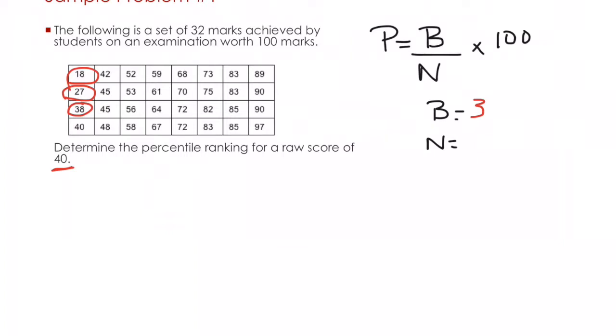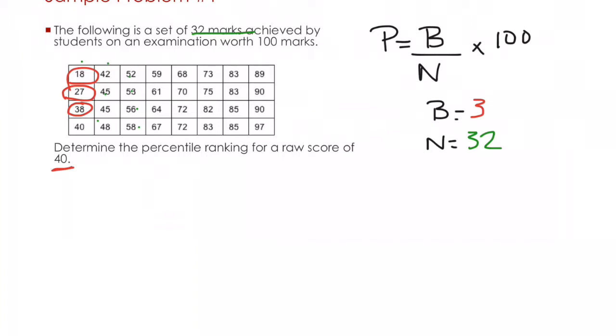N is my total number of marks, and if we read through the question, we can see that there are 32 marks in total. If the question didn't tell us, then I would just go through each of these and count them all up. So our n is equal to 32.